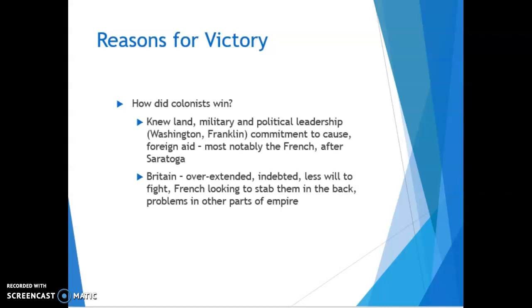You also have the French looking to get back at the British. Remember that the French were expelled from the North American continent as a result of the Treaty of Paris following the French and Indian War. So they're looking to get back at the British. On top of that, you also have the British having issues in other parts of their empire.